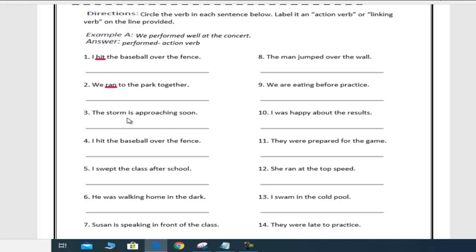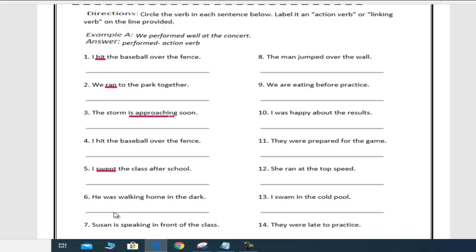The storm is approaching soon. What is the verb? Is approaching. It's made up of a helping verb and an action verb. Okay, so the whole verb phrase is an action verb. I hit the baseball over the fence. Okay, this sentence is repeated. Okay, skip it. I swept the class after the school. What did I do? I swept. So swept is an action verb.